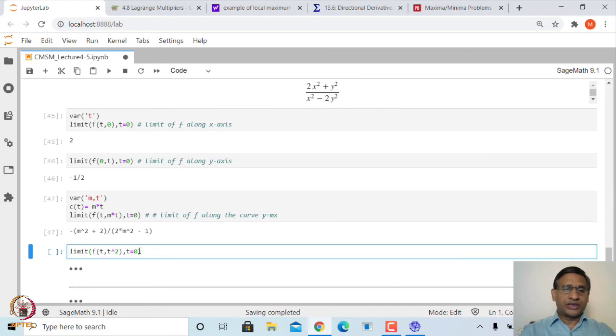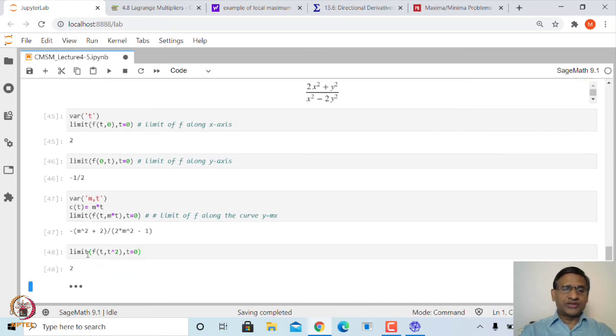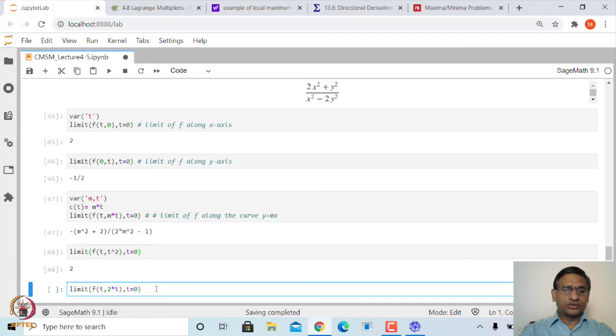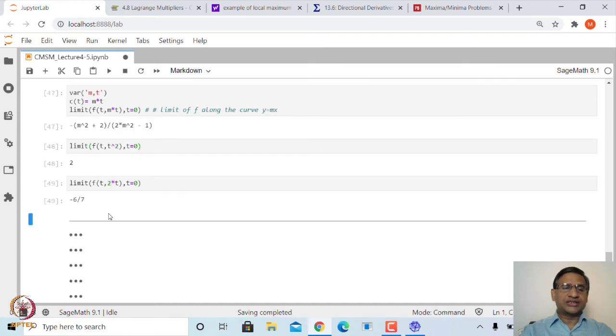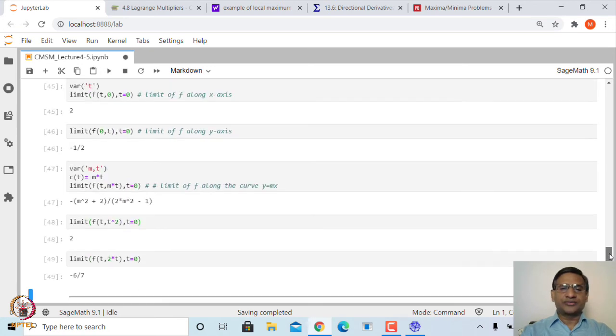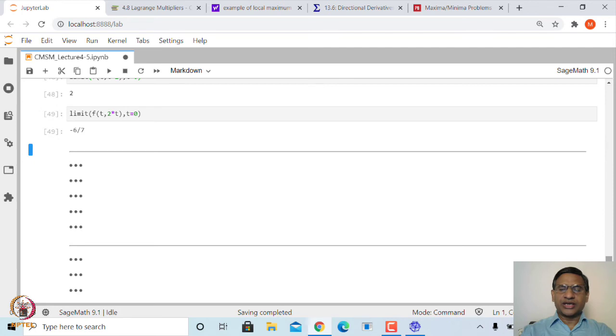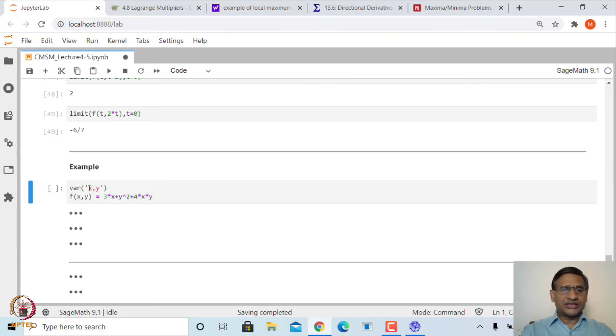If you take, for example, the limit along y equal to t square, this limit is 2, whereas if you take the limit along y equal to 2t, this limit is minus 6 by 7. So again, you can see that along various curves the limits of the function are different, and hence the limit does not exist. Similarly, you can take another example.